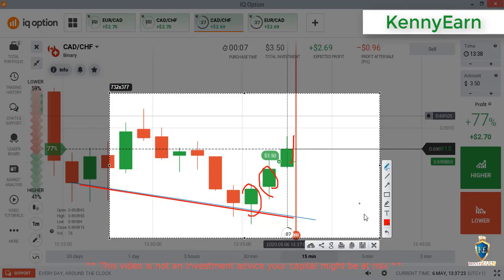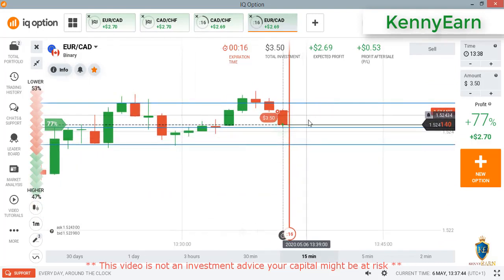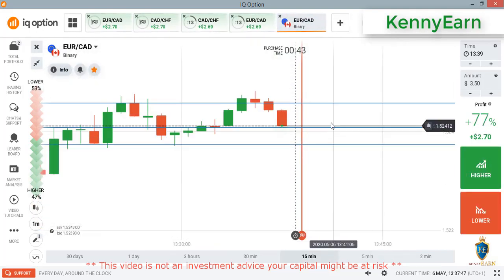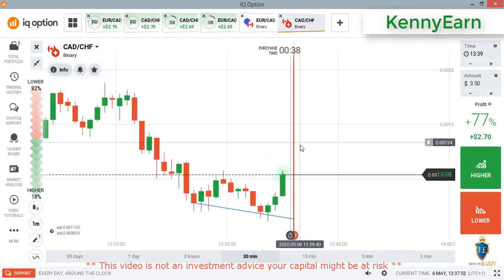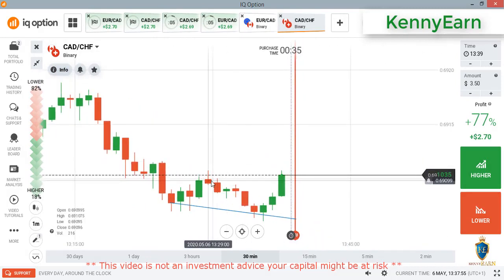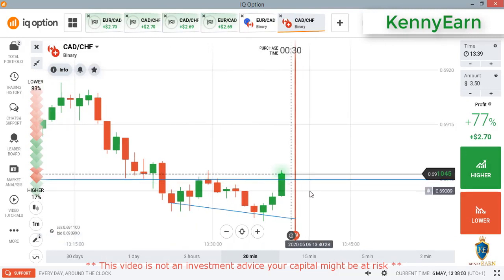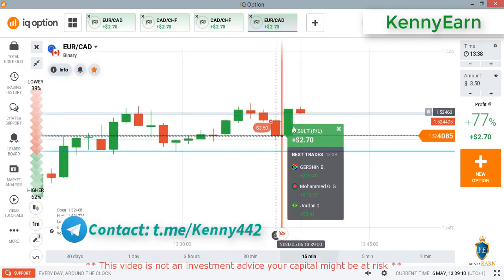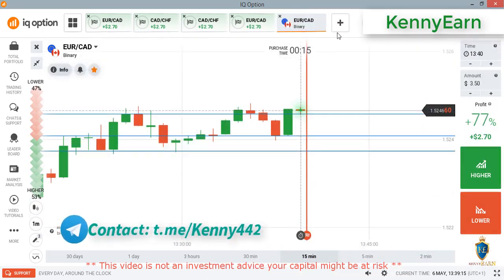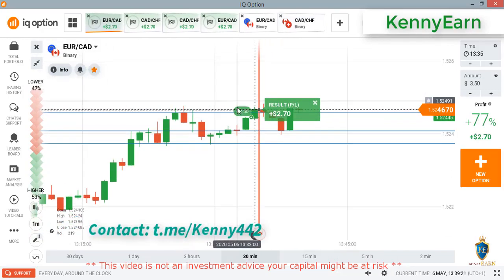Let's see how it goes. You can see strong buyers' entry here. Strong sellers' entry now. Hopefully this should be an ITM. Buyers enter strongly here. This is the last area. Very good. We won that trade. I think I'll stop trading for now. I met my daily target.